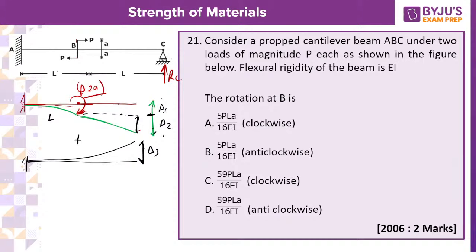Now what is delta 1? Delta 1 is simply the moment which is applied here over the beam at B location.